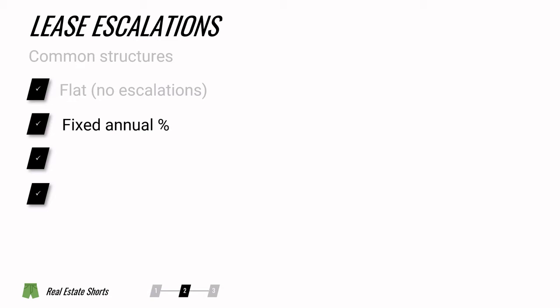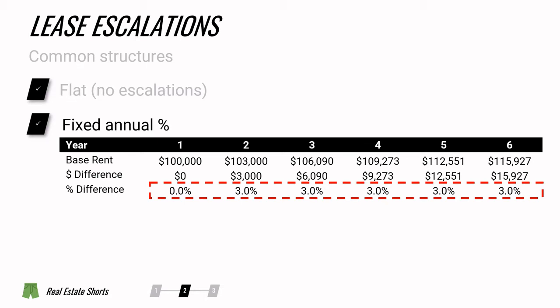Now, the next is a fixed annual percentage or dollar amount change. So in this example, you'll notice that from 1 year to the next, so let's take a look at year 2, for example, it's growing by a consistent, flat, fixed percentage rate. So 3% every year for the duration of the lease. So the difference from, let's say, year 3 to year 1 is $6,090. I wanted to point that out because it does compound, right? It's not just simply $3,000 a year. It's 3% more than the prior year or period.